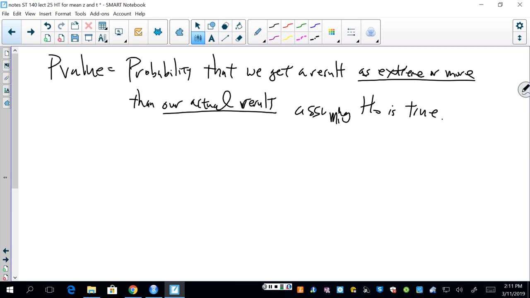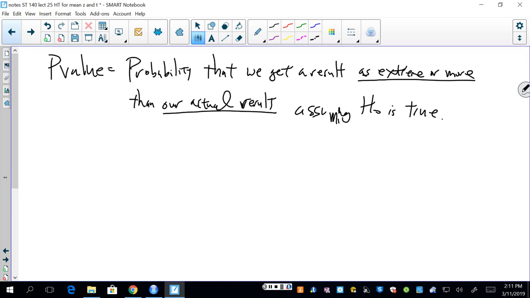So assuming the null hypothesis is true, and we've seen our x bar, what's the chance we're at that x bar or more? As extreme as we got or more extreme. And that's quantified as its tail area, looking in one direction. And we convert that to a p-value.